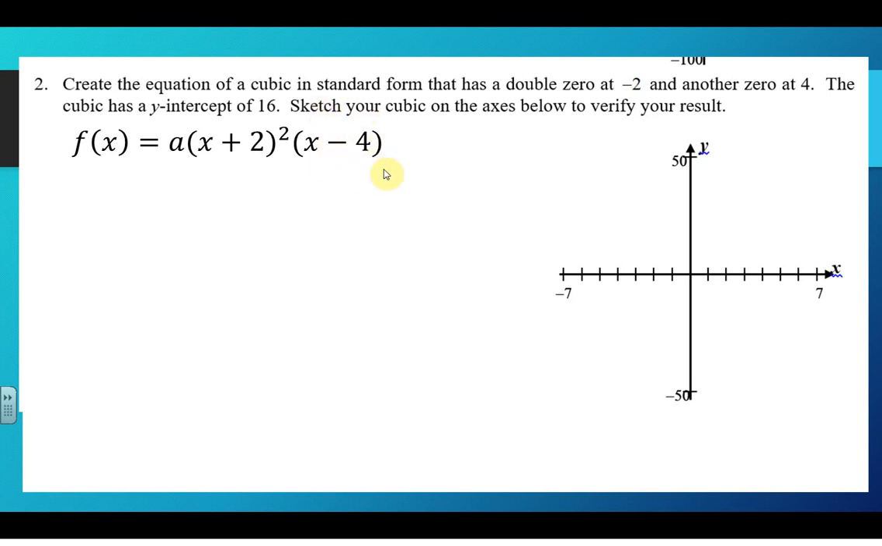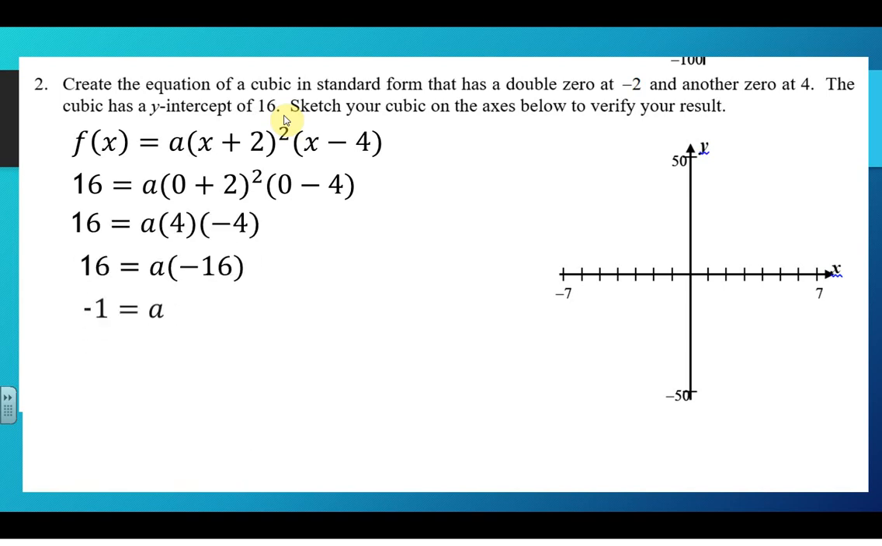Fantastic. All right. Now you'll notice this little a there. That's because we also need to know something about the leading coefficient. We are given the fact that the y-intercept is 16. That's a coordinate point. The coordinate of the y-intercept of 16 is (0, 16). Remember, every coordinate has an x value and a y value. So plug the x value in for x and the y value in for y. x equals 0, y equals 16.